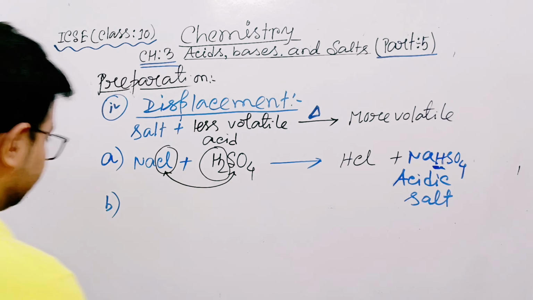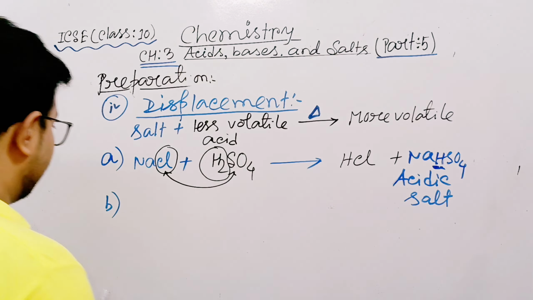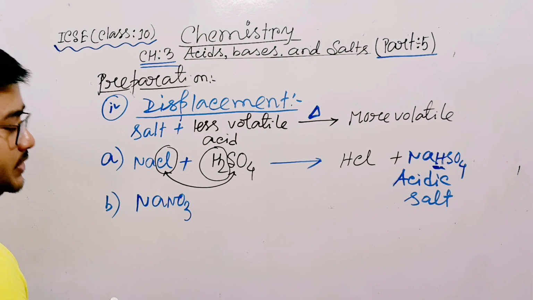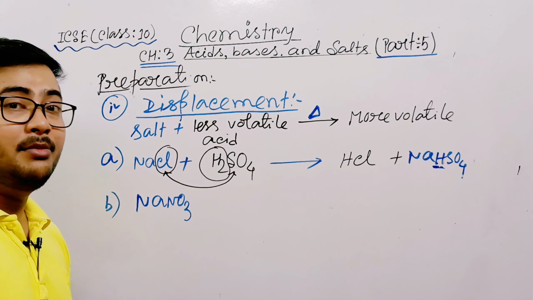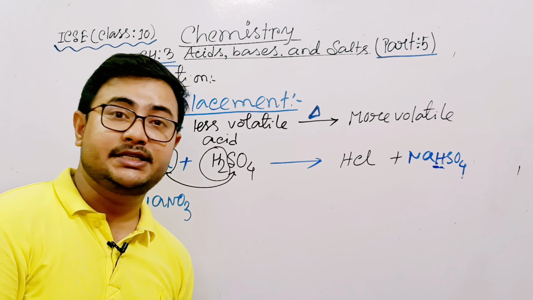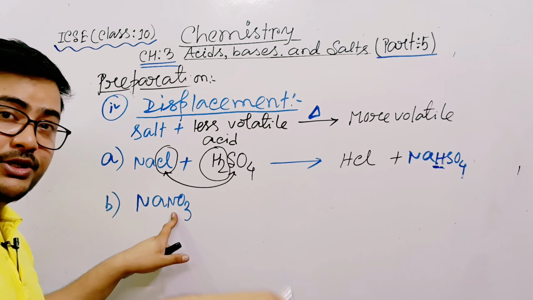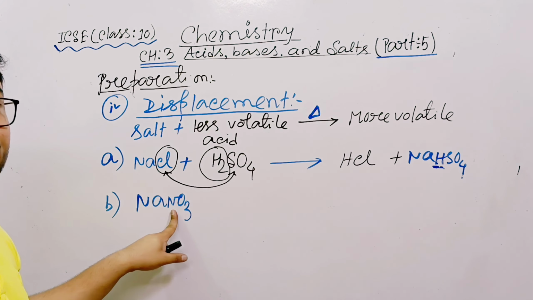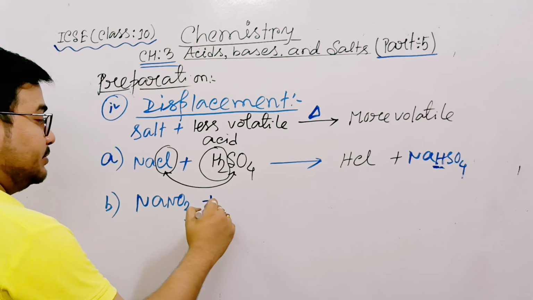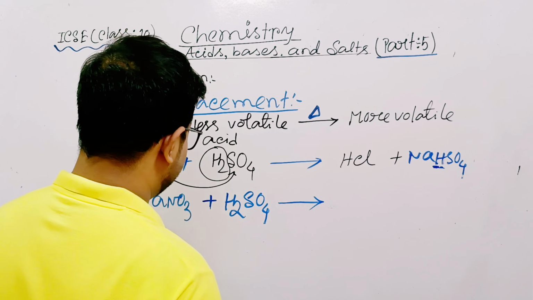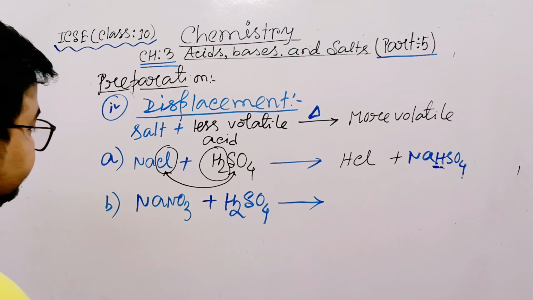Now if I give you another salt, suppose NaNO3. Can you tell me the name of this? Sodium nitrate or sodium nitrite? Answer is sodium nitrate. NaNO2 is sodium nitrite. It is NaNO3, sodium nitrate. Okay, tell me here, which acid will form?